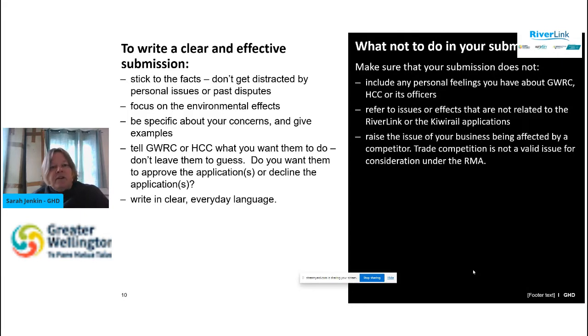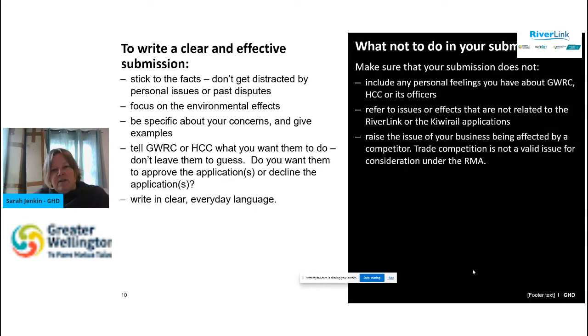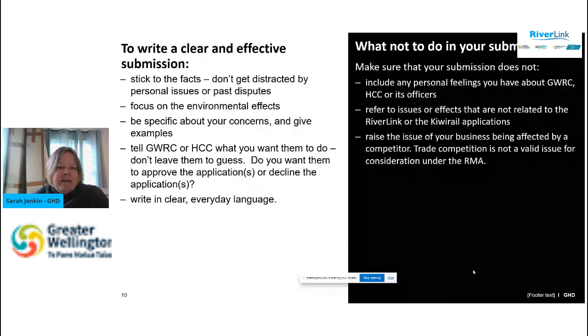You'd be specific about your concerns or where you think the opportunities are, and you'll tell Greater Wellington or Hutt City what you want them to do. So they're the consent authority, the regulator, so it's their responsibility to make a decision on this. And you'll see that Greater Wellington and Hutt City are also part of the applicants. That's entirely possible, and so you have a different part of those organisations as the applicant from the regulator. Tell them whether you want the applications to be approved or declined, and write in clear everyday language.